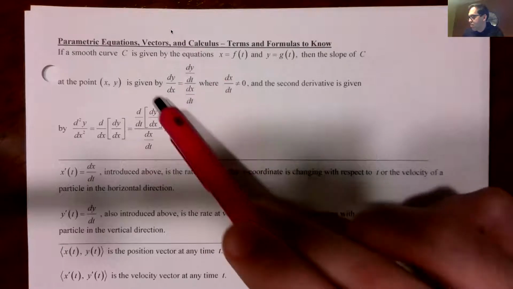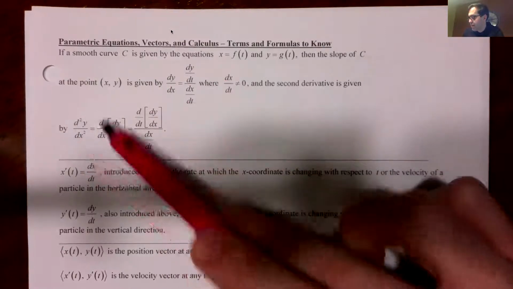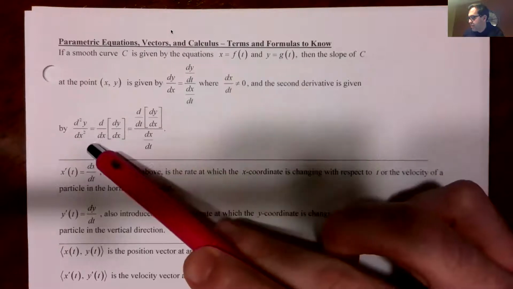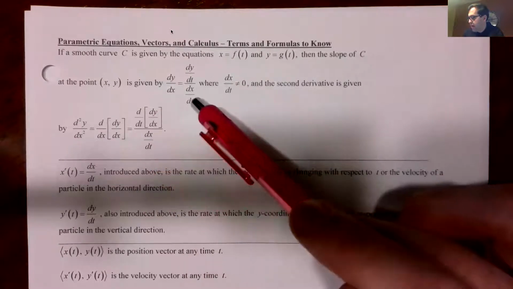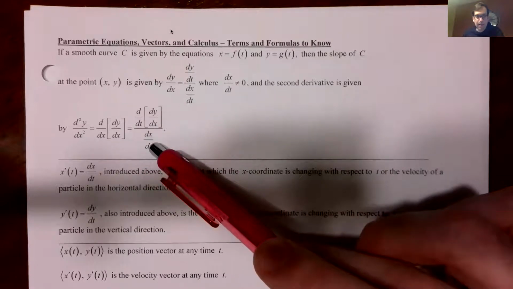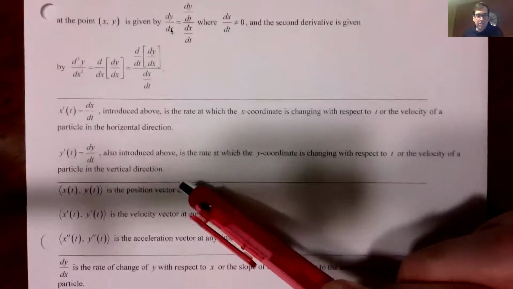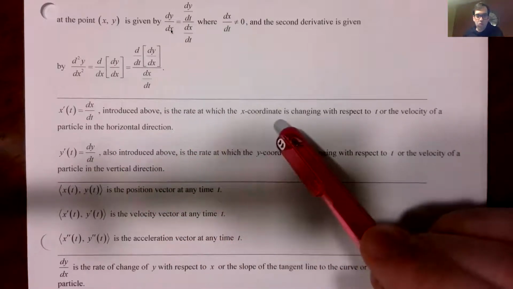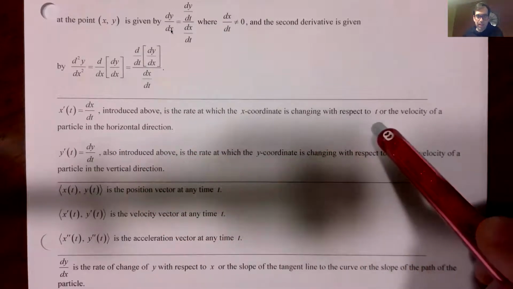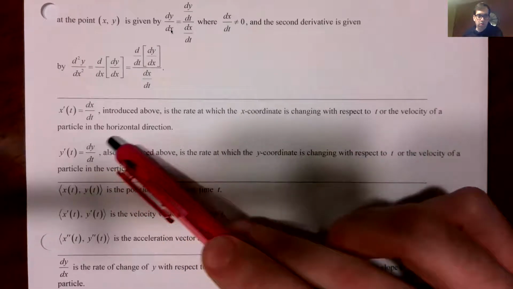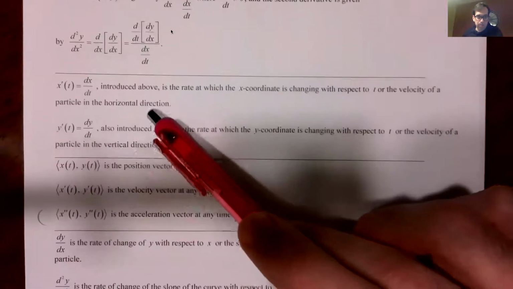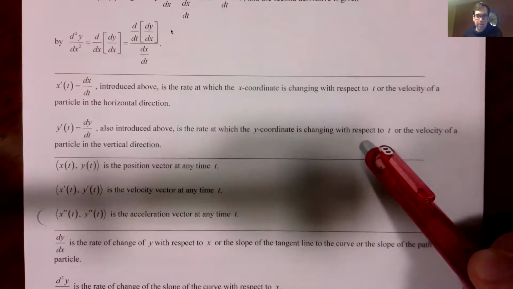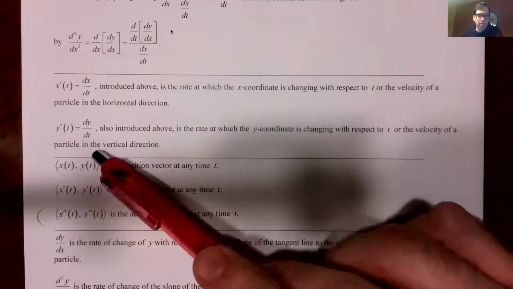So we've talked about the dy dx and the second derivative. We start with dy dt over dx dt, and the second derivative is the derivative of that over dx dt again. And then this is just a description of dx dt and dy dt. Dx dt is the rate at which the x coordinate is changing with respect to t, or the velocity of the particle in the horizontal direction. Dy dt is the rate at which the y coordinate is changing with respect to t, or the velocity of the particle in the vertical direction.